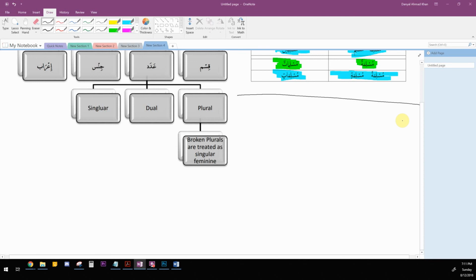So let's say you have the word kitabun. If I asked you to make this dual in the same state, you could say kitabani. And if I ask for the mansub with the majroor state, then you would say kitabaini. Easy. But this is a broken plural, so if I asked you what the broken plural of this was, you don't know.